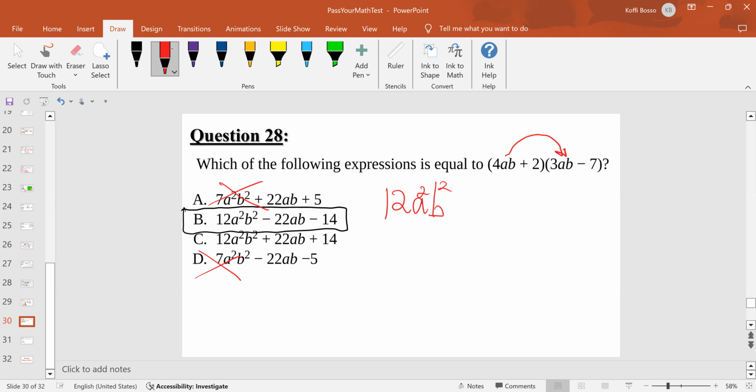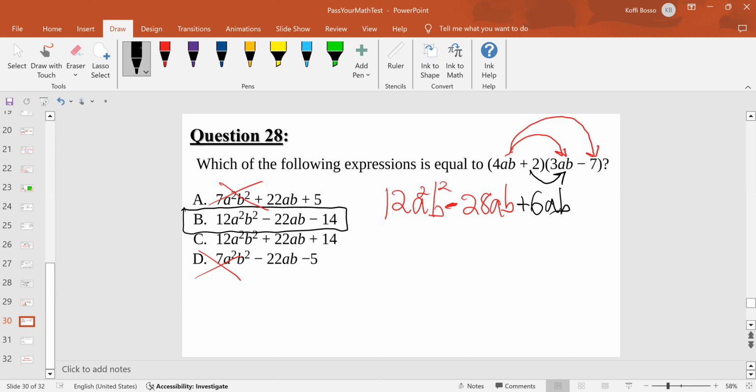Now, you continue, you take the same 4ab and this time you multiply by negative 7. Yes, the negative there is for 7. So that gives you what? Negative 28ab. After that, you take 2, you multiply by 3ab. That gives you what? Positive 6ab.